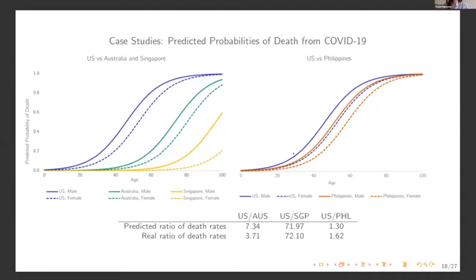And we attribute this similarity to the fact that it's not only the BCG variable that is important in explaining the outcomes, but the health expenditure variable and the air pollution variable also play an important role when explaining the predicted probabilities of death from COVID-19. And finally, calculating the predicted ratio of death rates between the US and the Philippines gives us a ratio of 1.3, while the real data gives us a ratio of 1.6. Again, we conclude that the model did a good job at predicting the death probabilities.